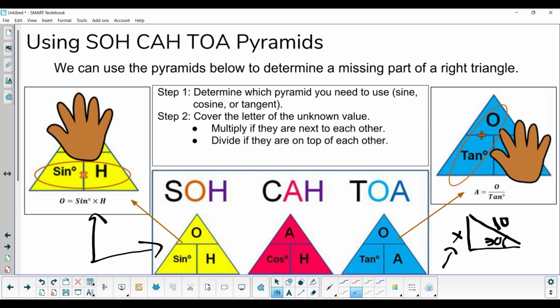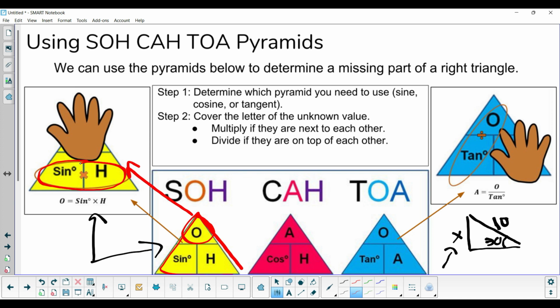In this case, the opposite is X. So if I'm looking for the opposite, I'm going to cover it in the triangle. So I have my triangle right here. I'm going to cover my opposite with my hand. So that's what they're doing here. And you're going to have left the sine times the hypotenuse.